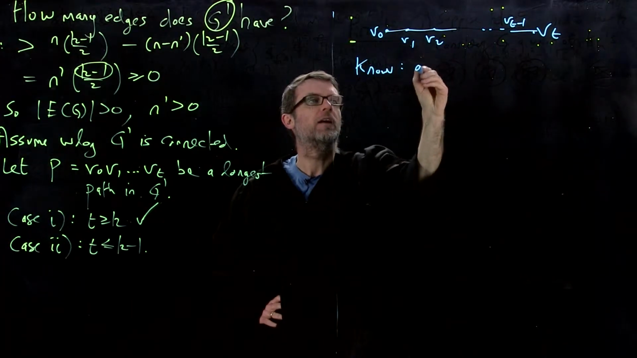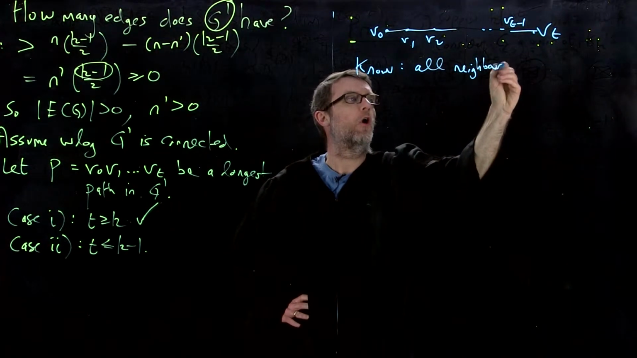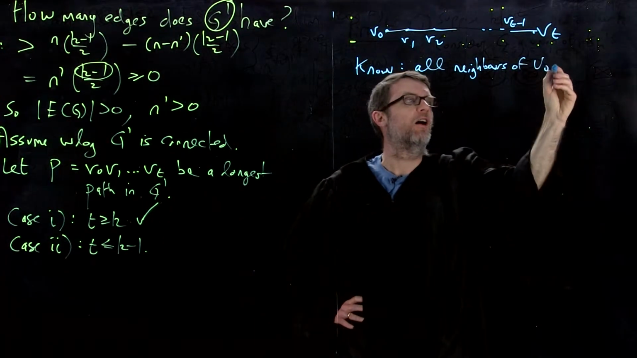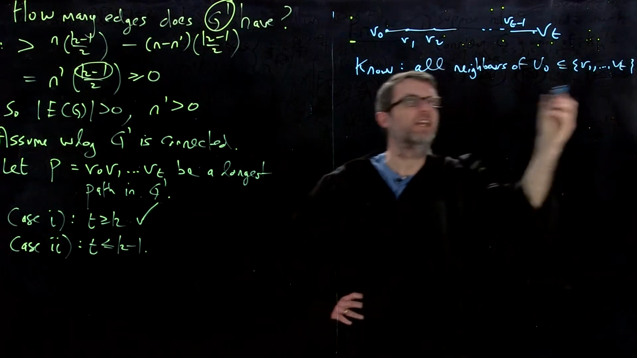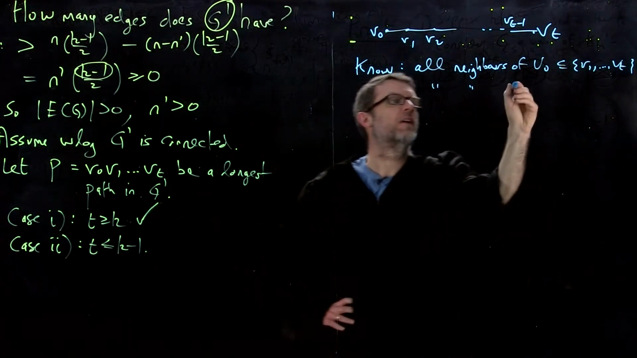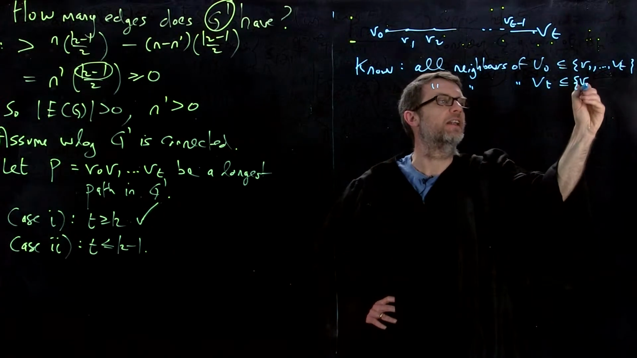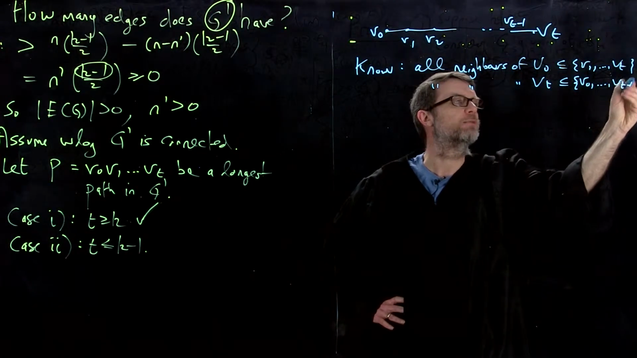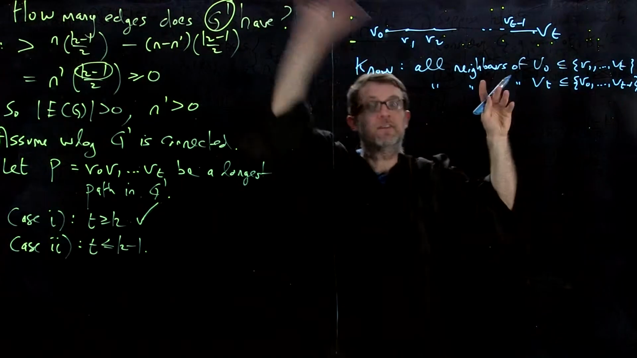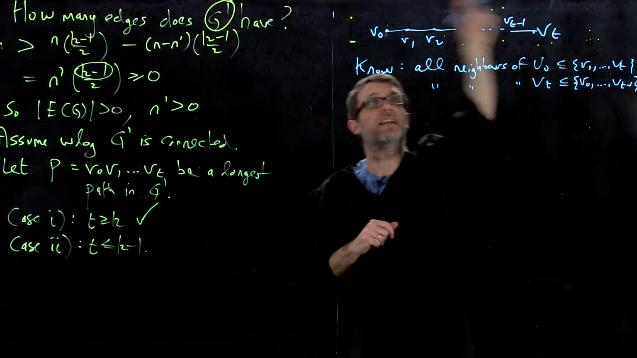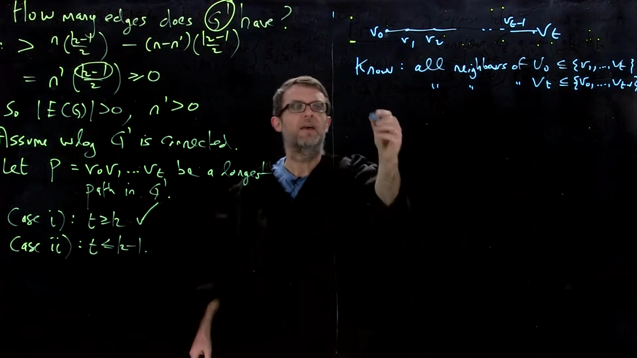I know the following. All neighbors of v0 are contained in v1 up to vt. And I also know that all neighbors of vt are contained inside v0 up to vt minus 1. Why is that? Because if v0 had a neighbor that wasn't in here, then I could just build a longer path. If vt had a neighbor that wasn't in here, I could build a longer path.